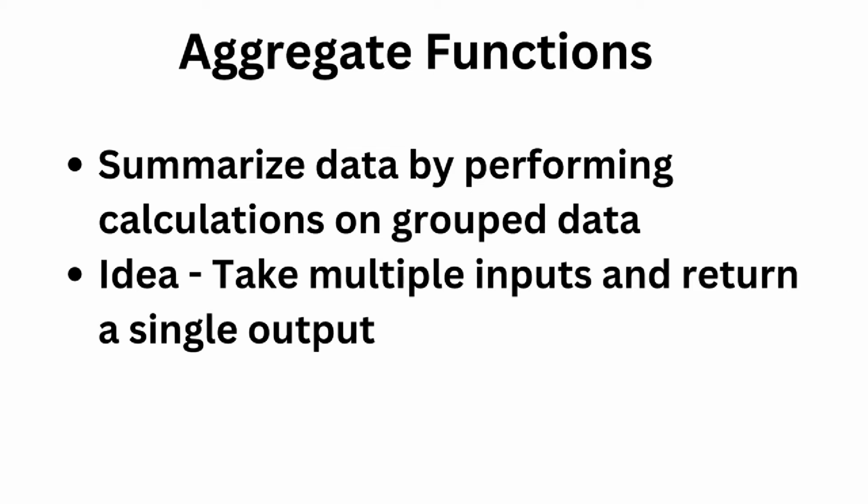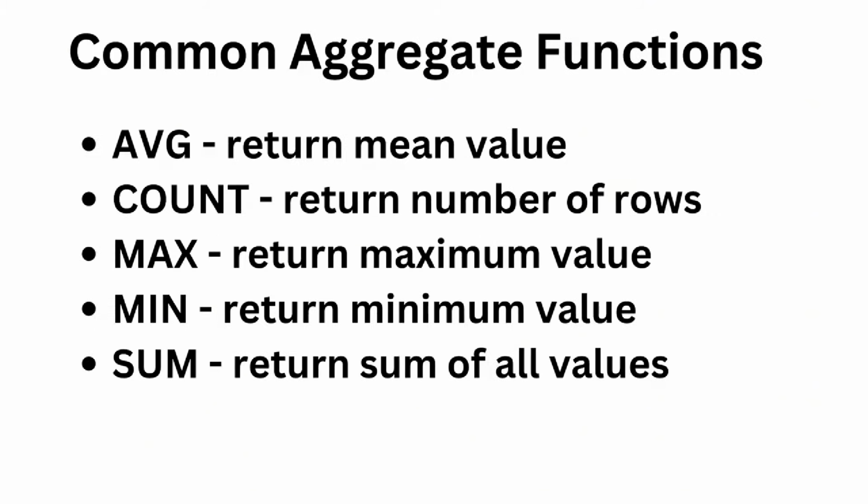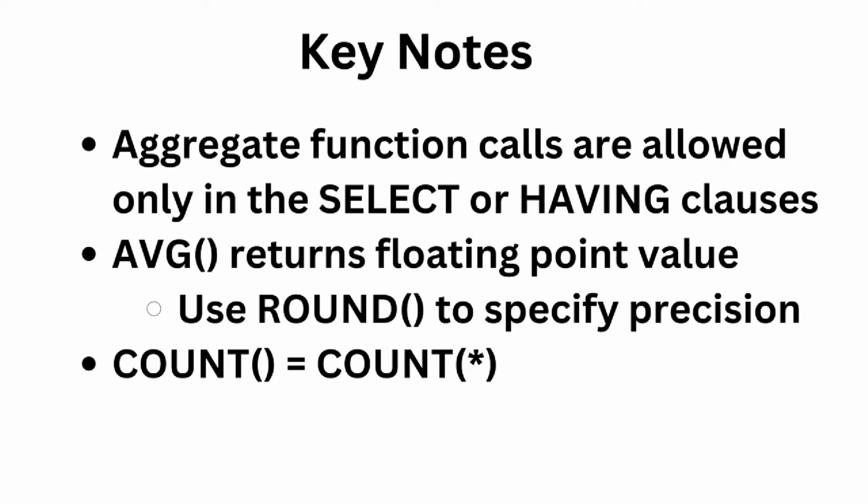The most common aggregate functions are average, which returns the average value or mean value. There's count, which we're actually already familiar with. It returns the number of values or rows returned. Then there's max and min, which return maximum and minimum respectively. And then there's sum, which returns the sum of all the values. So it adds everything up in that particular column. Keep in mind that aggregate function calls happen only in the select clause or the having clause. We don't know about the having clause quite yet, but we're going to learn about it later on in this section.